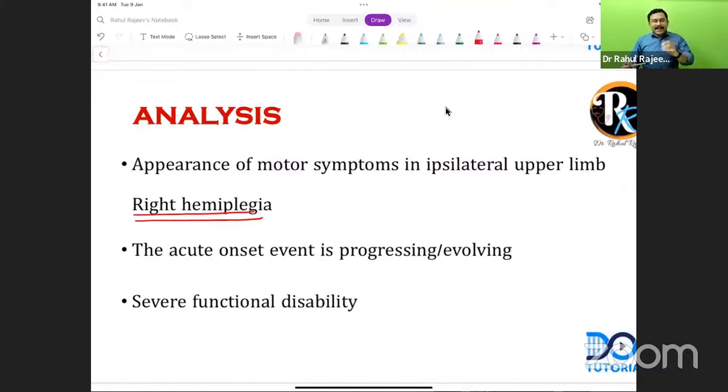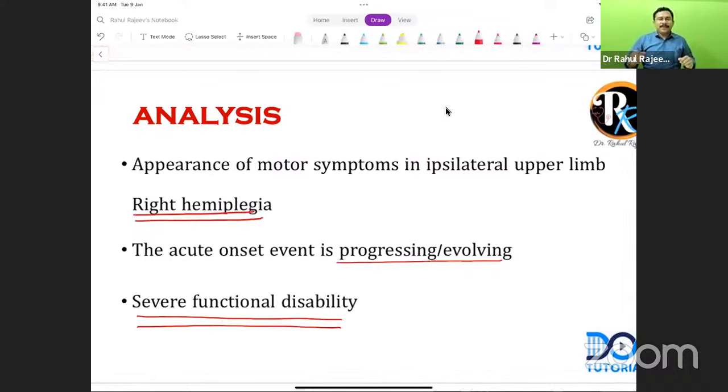Second point I understood is that the acute onset event that happened is progressing or evolving. What does that mean? Something that started off with a right lower limb weakness is now involving the right upper limb as well. So there is a progression of symptoms, right? And then there is a severe functional disability.